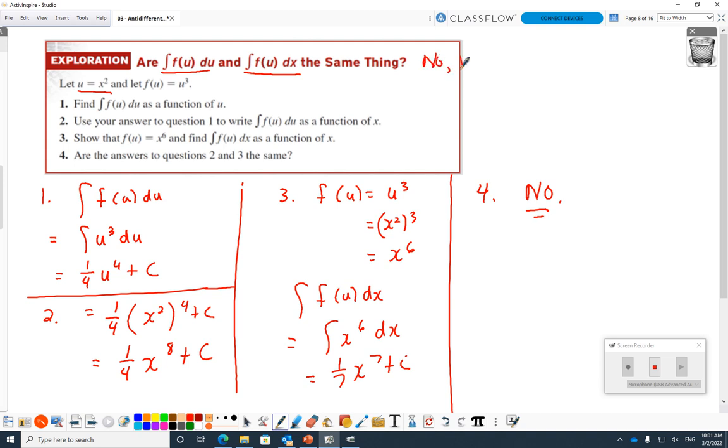I don't want to just say no, because this relationship worked out that they weren't the same. But we can't walk around believing that integral of f of u du is the same as integral of f of u dx. As a side note, I'm not setting you up for a nasty communication question on the test on this particular topic. I just want to mention that the du and dx matter. That's all. Just mention it for now.